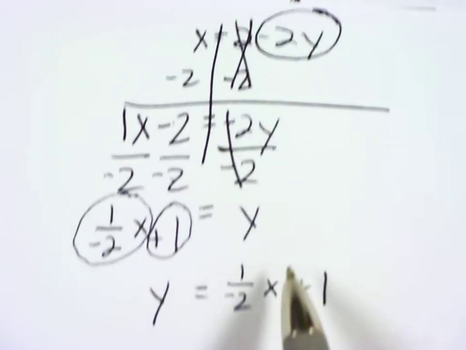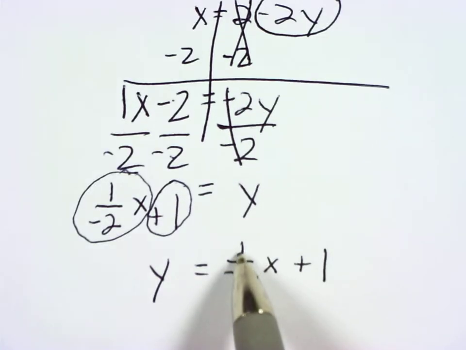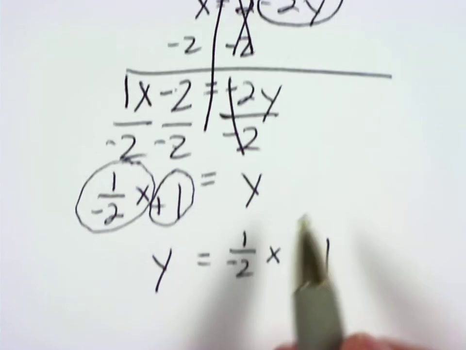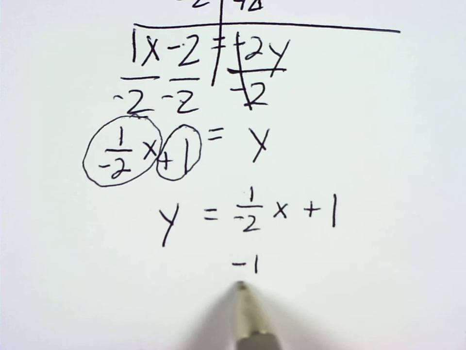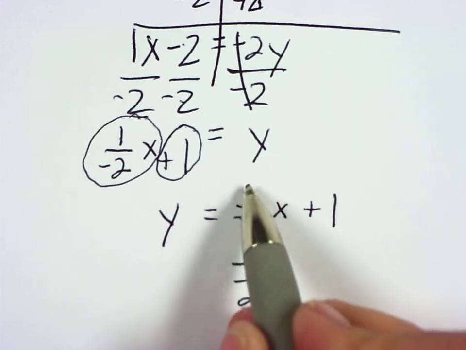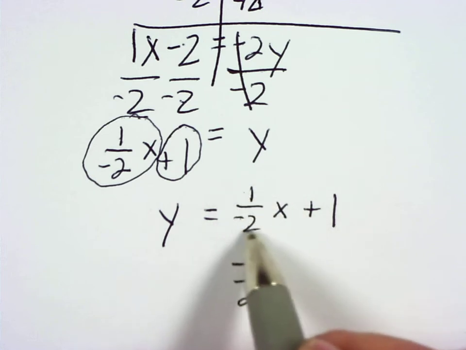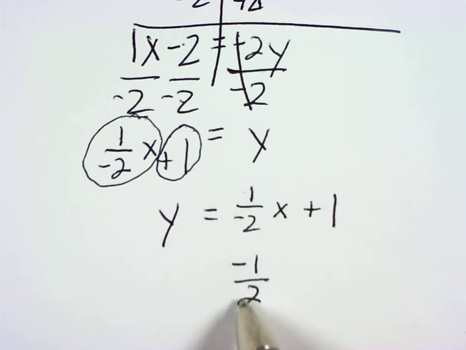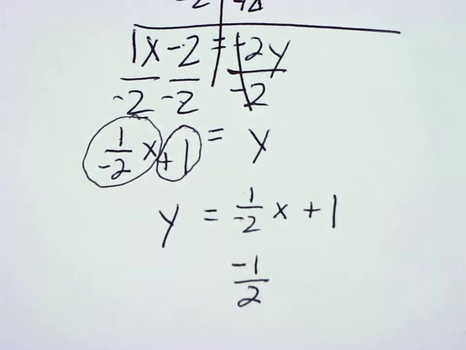Now remember, when I graph this slope, I can go up 1, back 2, or I can go down 1 and over 2. In other words, I could graph it like this and still have a negative slope, because a positive divided by a negative is a negative, and a negative divided by a positive is a negative. Okay, let's look at the other one.